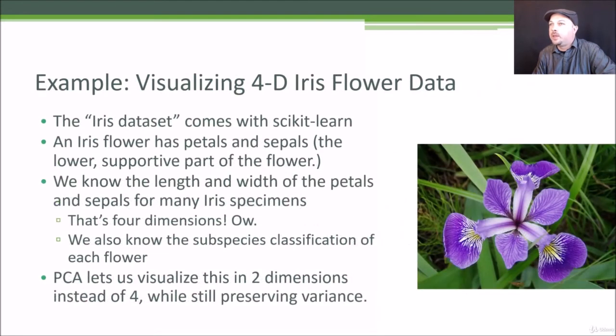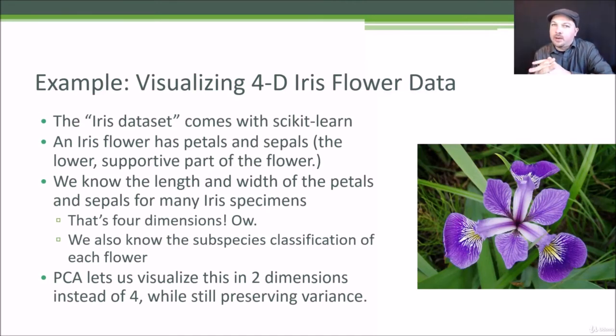To make it real, we're going to use a more simple example using what's called the iris data set. And this is a data set that's included with scikit-learn. It's used pretty commonly in examples. And here's the idea behind it. So an iris actually has 2 different kinds of petals on its flower. One's called a petal, which is the flower petals you're familiar with. And it also has something called a sepal, which is kind of this supportive lower set of petals on the flower.